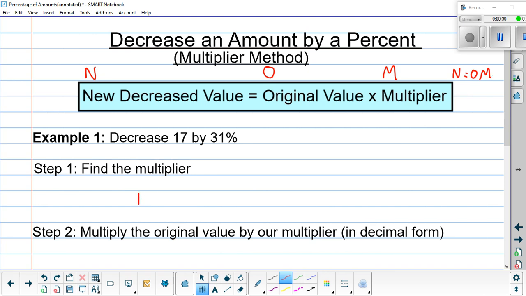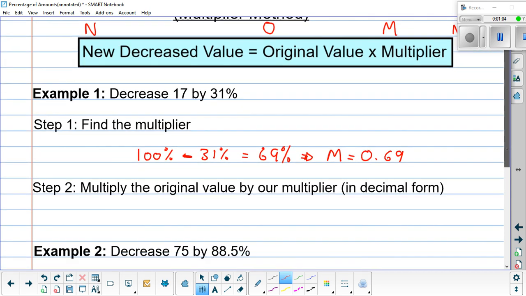The step-by-step directions are exactly the same, because now the only thing that changes is this minus. So this time it's a decrease of 31%. Last time we had 1.31. This time we take away that 31% and result in 69%. So let's change that to find our multiplier, which is 0.69.